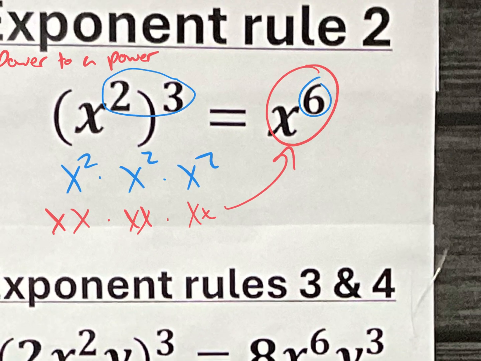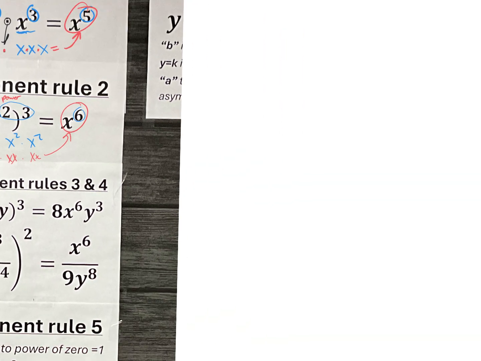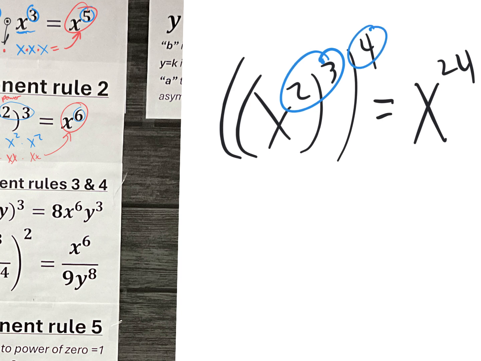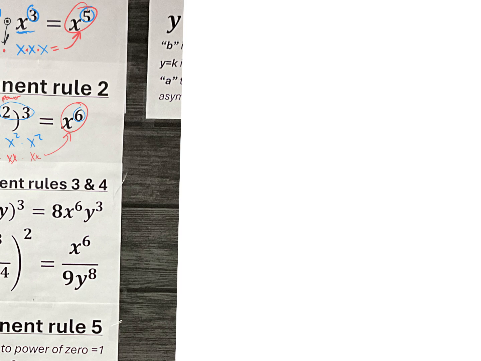That's pointless. So with that said, what is x to the second to the third to the fourth? Power to a power to a power. What's the answer? x to the 24. All you got to do is multiply. 2 times 3 is 6. 6 times 4 is 24. Cool? You get it? All right.